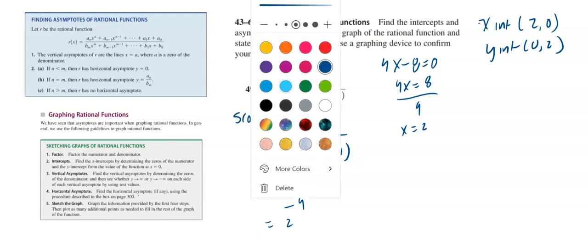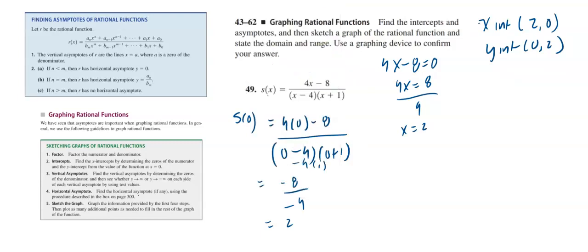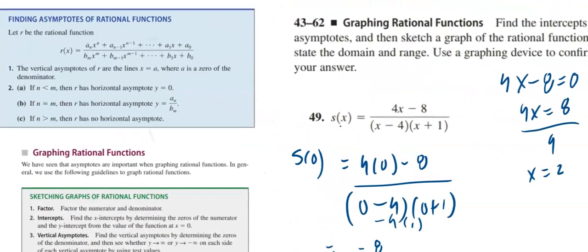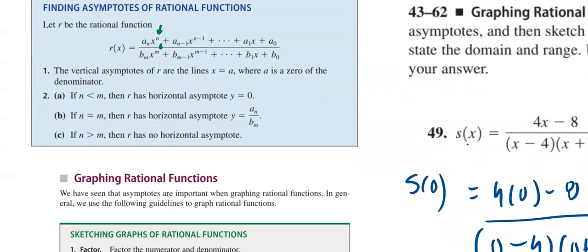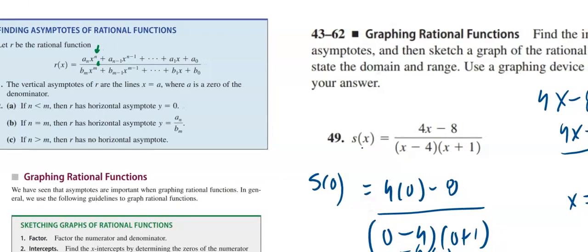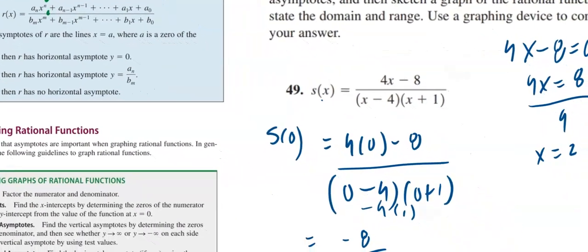I think I'll change pen color for that. So for the asymptotes, first of all, we have to look at the degree of our leading term. And that's going to mean everything for finding the asymptotes. If n is greater than m, then there's no horizontal asymptote. Might be a slant asymptote that we'll look at in the next video. If the degree equals the other degree, then we're going to divide the coefficients. And if n is less than m, which I believe is this case, then we're going to have a horizontal asymptote of y equals 0.